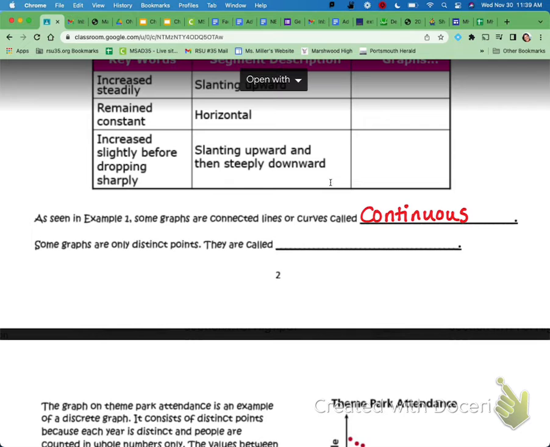Some graphs are only distinct points, and these would be called discrete graphs. So discrete graphs would be just points instead of a continuous. So for example, if I wanted to graph people versus time, we don't have 2.67 of a person, right? So I can't have a continuous graph reflecting people. I would have 1, 2, 3, 4, 5, and so forth. So that would be a discrete graph versus continuous.